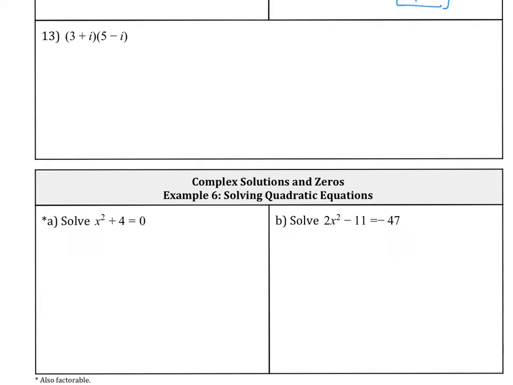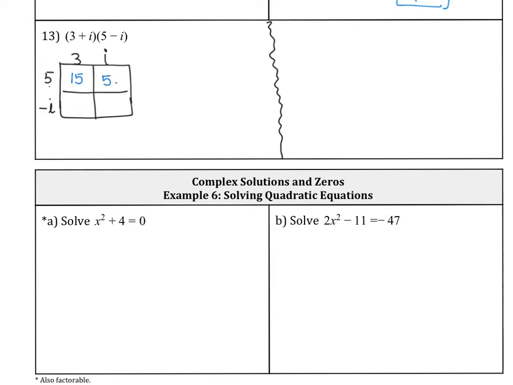For number 13, you're going to multiply two binomials by either the box method or the FOIL method. For the box method, you're going to make a box and multiply through. The top factor 3 plus i goes here and 5 minus i goes here. Now you're going to multiply these two. You get here 15. 5 times i is 5i. -i times 3 is -3i. And -i times i would be -i squared.